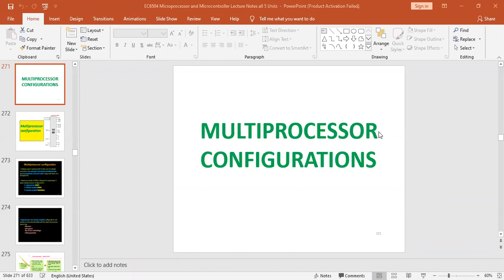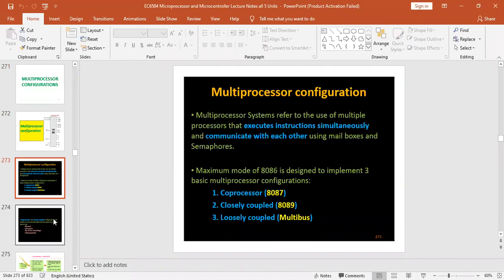Today we are going to talk about microprocessor configuration. In this microprocessor configuration, there are three types. One is closely coupled, then loosely coupled. The last one is the coprocessor configuration. This coprocessor and closely coupled configuration are both the same, with small changes.